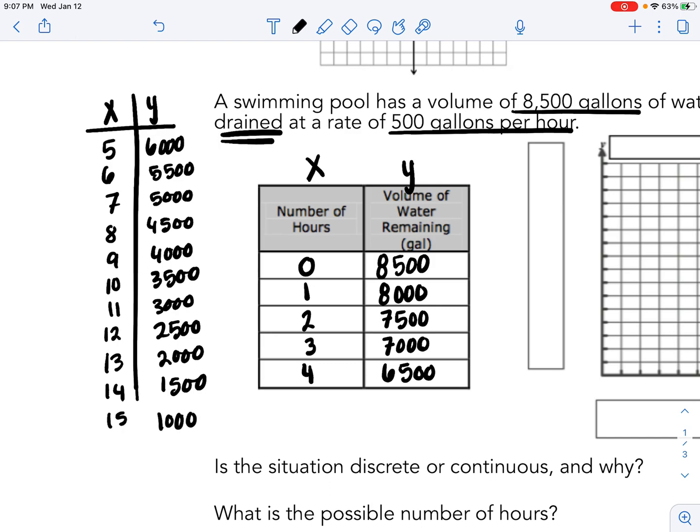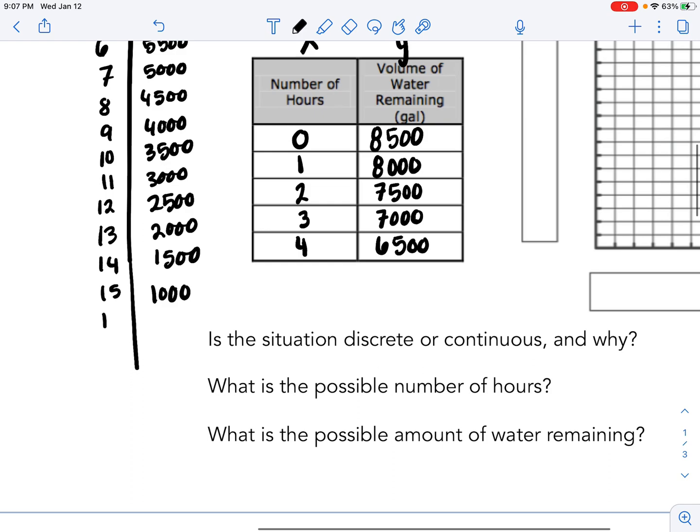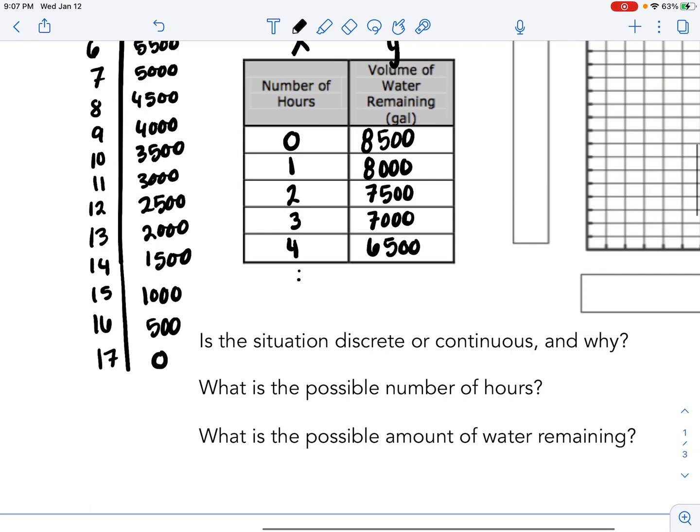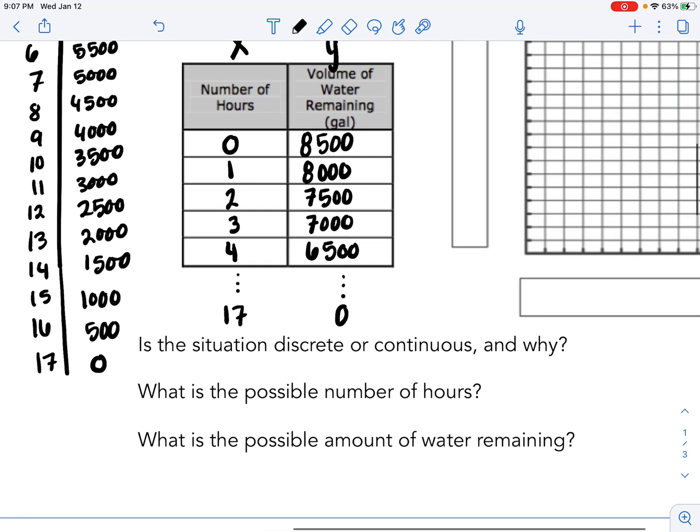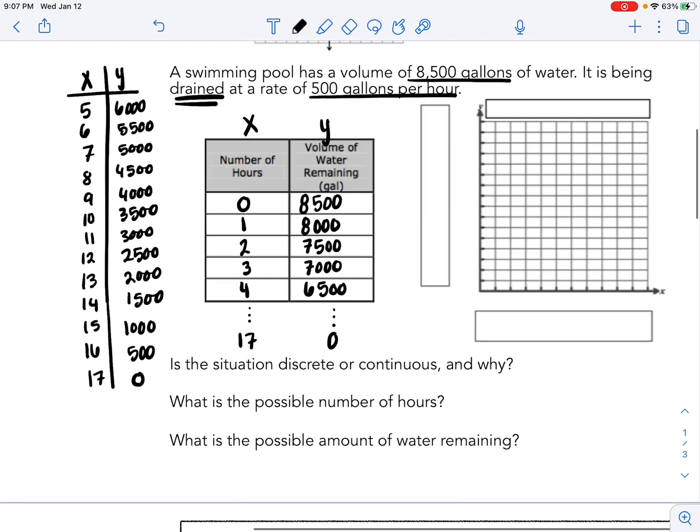Okay, I'm running out of space. 16, I have 500, and at 17 hours, I have 0 gallons left. So it takes 17 hours for me to completely drain my swimming pool. So if you want to add on to this one, it's going for 17 hours for me to drain my entire pool.